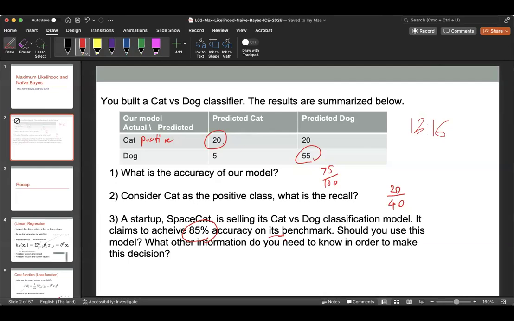Another thing that you might talk about is maybe we don't care about accuracy, right? Last time we talked about different kinds of metrics, and there are many kinds of metrics. So maybe in our application, we care more about recall or precision, right? So we need more information. That's something that you can discuss in this part.